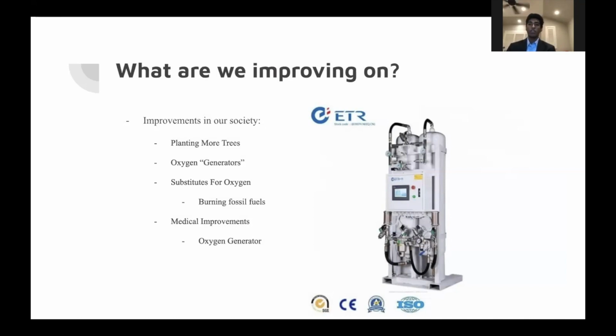So what are we improving on? In our society, we are improving by planting more trees. We create oxygen generators, as shown on the right. We're able to create pure oxygen from just compressed air. And some substitutes for oxygen have been found, so we use less oxygen when we're burning fossil fuels, which creates less carbon dioxide. And in terms of medical improvements, we have the oxygen generator.